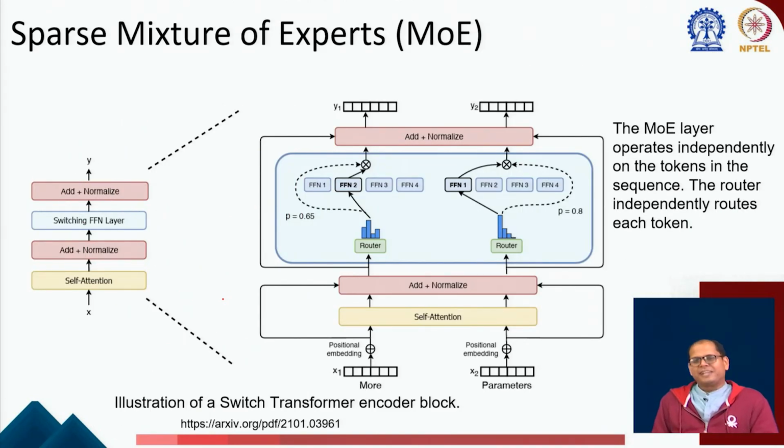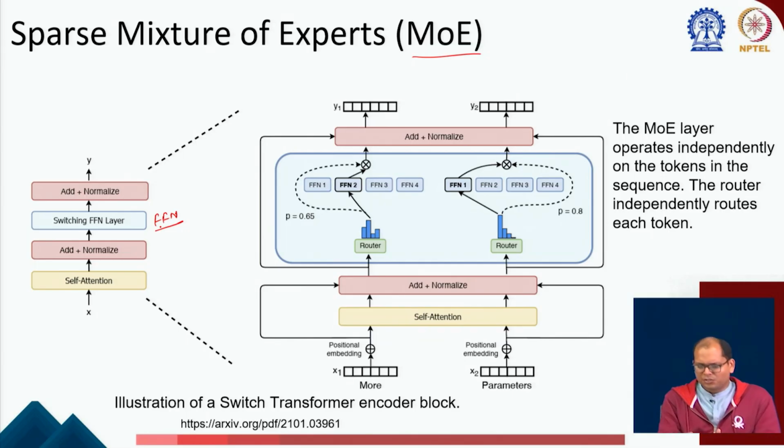Now, another kind of architecture that has become very popular and important is the mixture of experts architecture. We also call it the MoE architecture. What it does is very simple. The only place where you make a change is your feed-forward network.